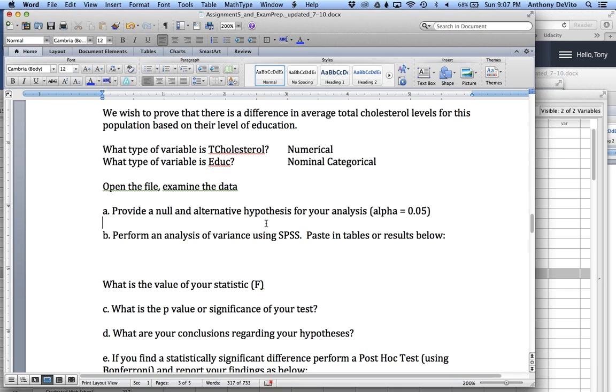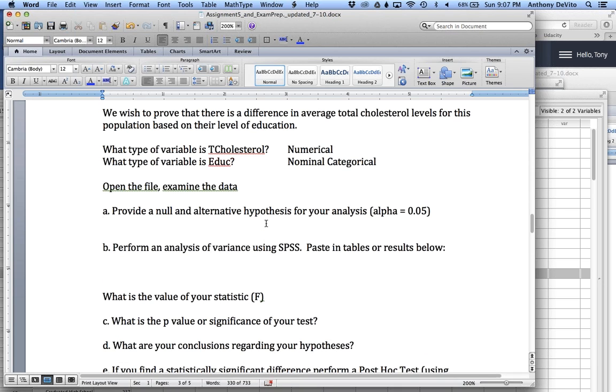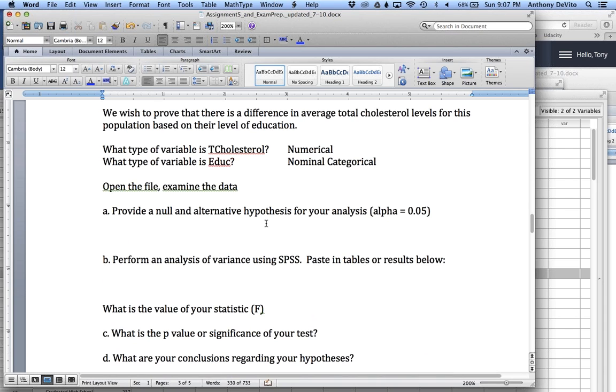Okay, now we opened it, we examined the data. Let's come up with a null hypothesis. What would our null hypothesis be? We have 3 groups. We're comparing the mean cholesterol for each of the 3 groups. So what would our null hypothesis be? Good, excellent. I'm going to use mu1, level of education 1 equals mu level of education 2 equals mu level of education 3.